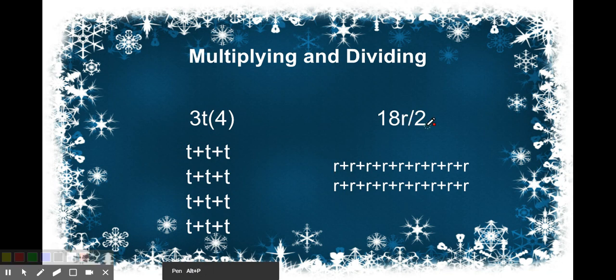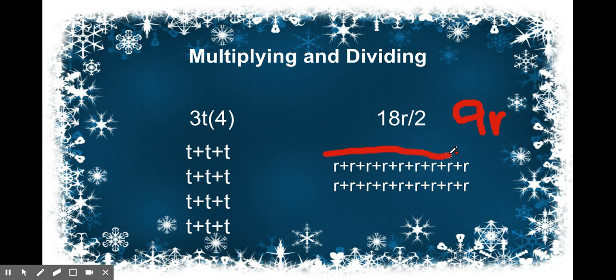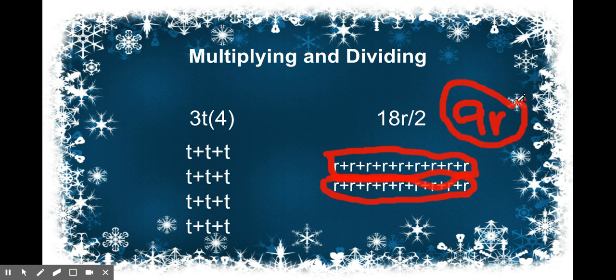Now I'm looking at 18r divided by 2. I know that's going to give me 9r. And I know that because here I have 18r, and I'm dividing 18r into 2 groups. So when I divide 18r into 2 groups, there's one group, here's another group. Well, how many r's are in each group? 9r. So 18r divided by 2 would give me 9r.